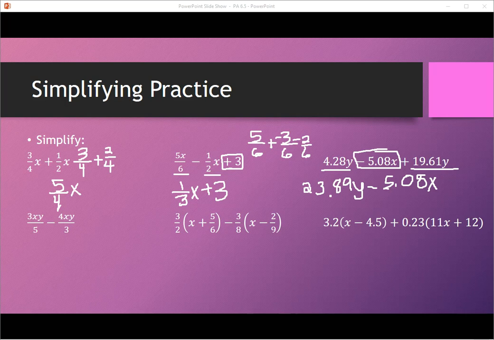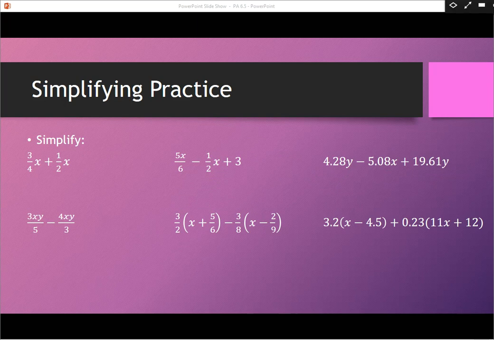All right, let's clear the screen a little bit, give you some more room to see these next three. So again here, even though xy is written as part of the numerator, it doesn't matter. These are still like terms. So I'm saying 3/5 minus 4/3. When I look for a common denominator, it's 15. So that's going to give me the first fraction as 9 over 15. The second fraction I'm multiplying by 5, so that would give me 20 over 15.